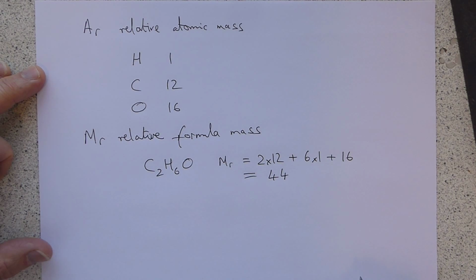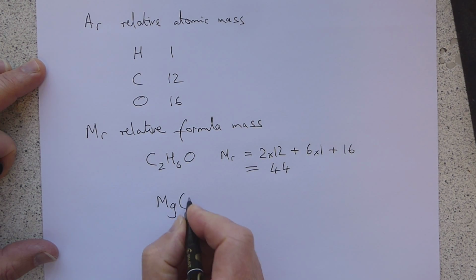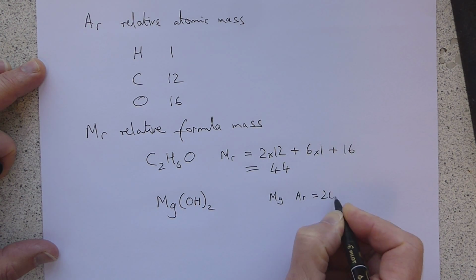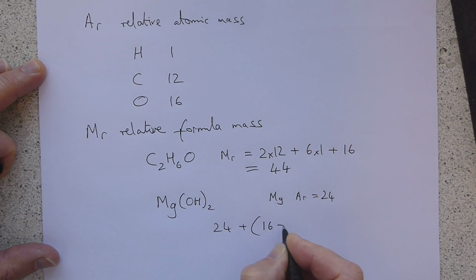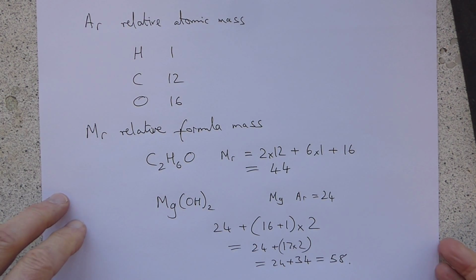Remember that occasionally you'll see formulae which have got brackets in them, so don't forget. For example, if I said Mg(OH)2, now Mg has an Ar of 24, so for Mg(OH)2 it's 24 plus, in brackets, you've got 16 plus 1, and you've got a 2 outside the bracket, so you multiply it by 2. 24 plus, that's 17 times 2, and 17 times 2 is 34. 24 plus 34 equals 58. So that's how you work out relative formula masses.